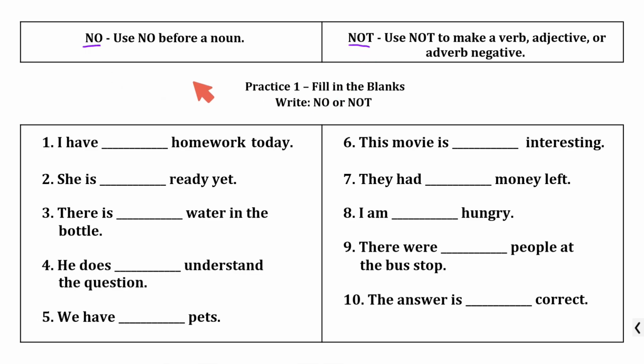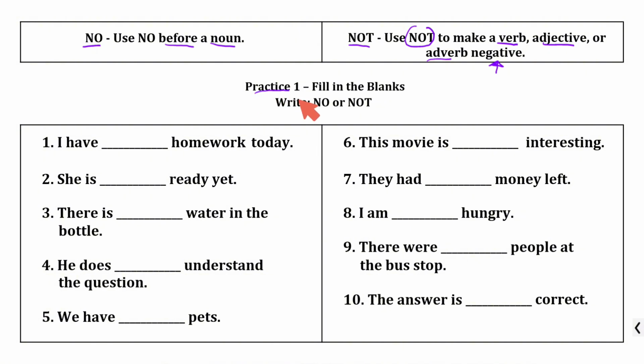Now, before we start, how do we use no and how do we use not? We use no before a noun and we use not to make a verb, adjective, or adverb negative. So these are the simple rules. Now that we understand, let's practice.